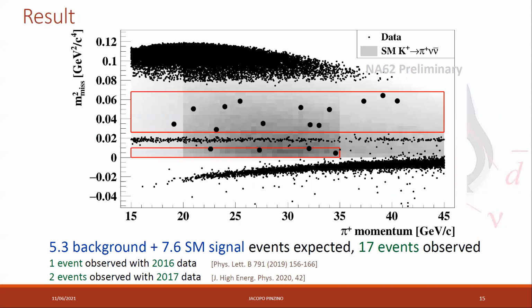After unblinding the signal region, we get a total of 17 events with respect to the 13 events expected. Together with the 17 events, we did a combined analysis, adding the events observed in the 2016 data and the 2 events observed in the 2017 data.